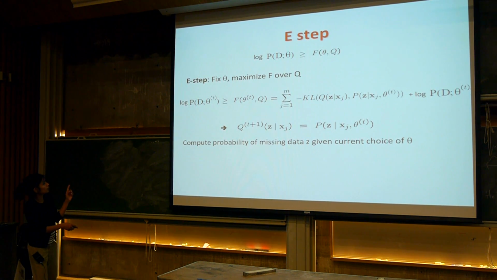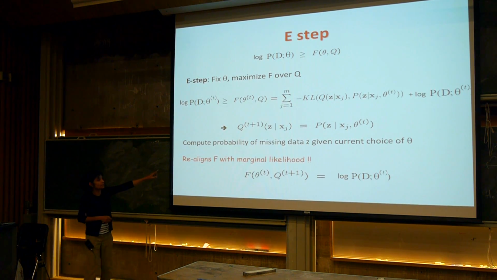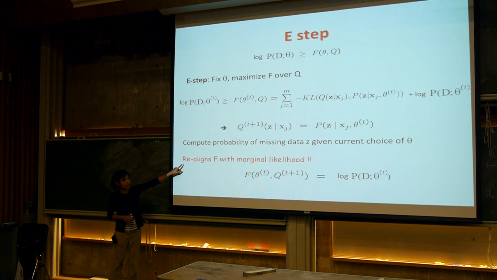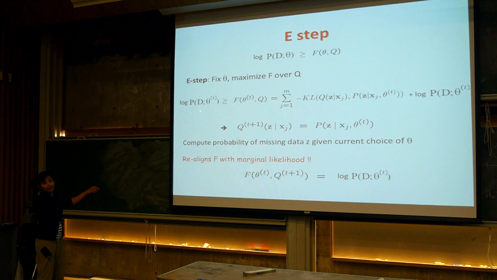I guess there was one more point I wanted to say about it. The solution is just that your Q is just the probability of the hidden values given the x's. That's just computing the probability of the missing data given the current choice of data. Notice that you are actually realigning your lower bound with the marginal likelihood. The reason being, we showed it's lower bounded by the marginal likelihood minus something, and by maximizing, we just set this to 0.